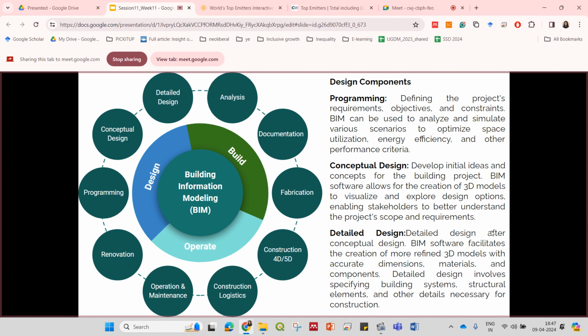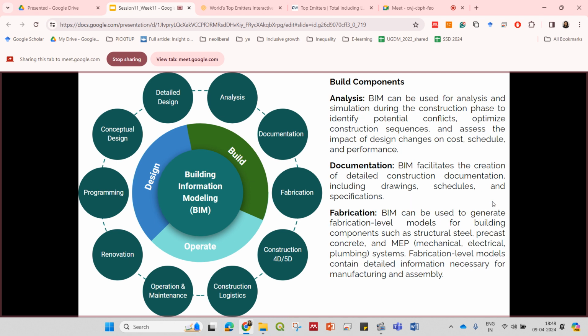Then comes the detailed design part. In detailed design, after the conceptual design is done, the BIM software facilitates the creation of more refined 3D models with accurate dimensions, materials, and components, and then you can get detailed specifications of the building system, structural elements, and other things which are necessary for the construction. Using this, you can start preparing the scheduling and plan for building, which is the next stage.